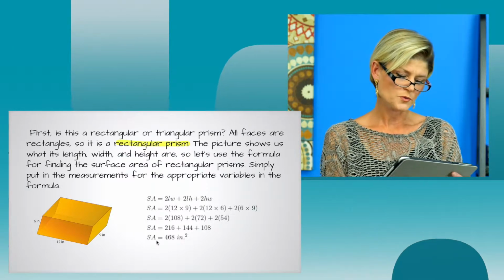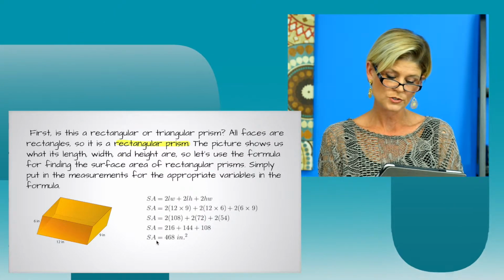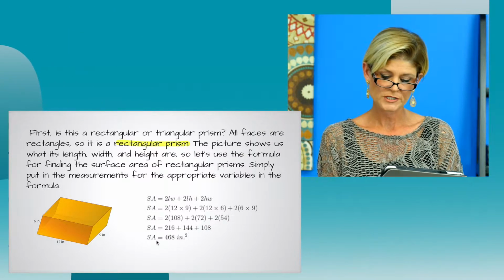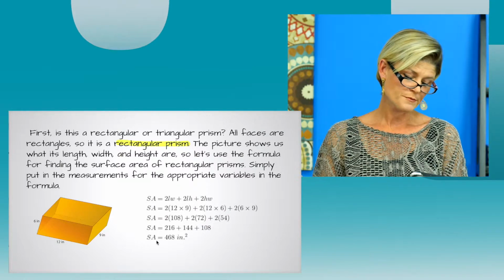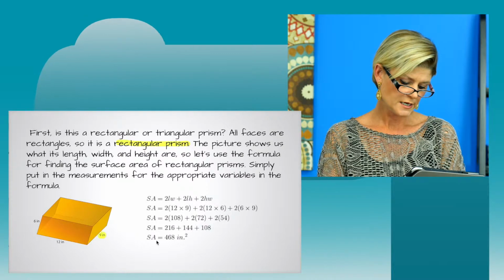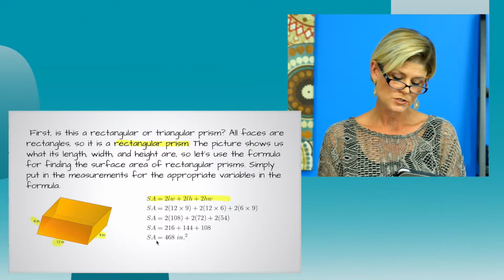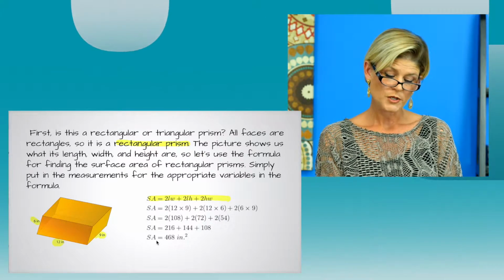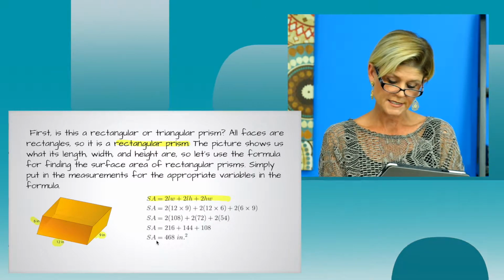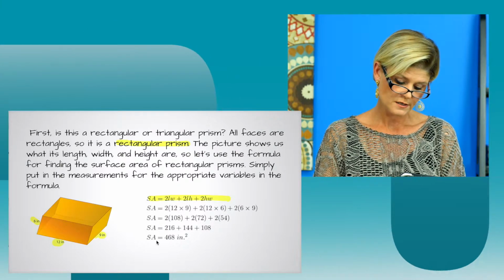The picture shows us what its length, width, and height are, so we're going to use the formula this time for finding the surface area of rectangular prisms. Simply put the measurements in for the appropriate variables, and then we're going to solve. So we've got 9, 12, 6. The formula we're going to use again is 2 times width times length plus 2 times length times height plus 2 times height times width. All right, plug those numbers in.